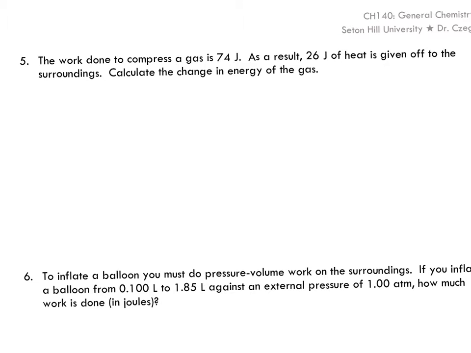The work done to compress a gas is 74 joules. As a result, 26 joules of heat is given off to the surroundings. Calculate the change in energy of the gas.